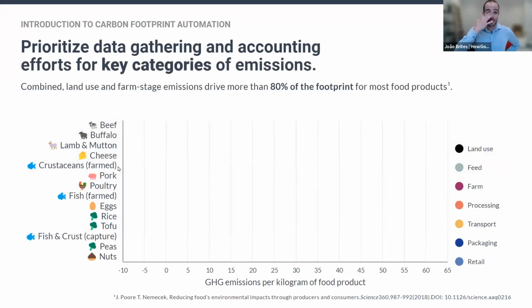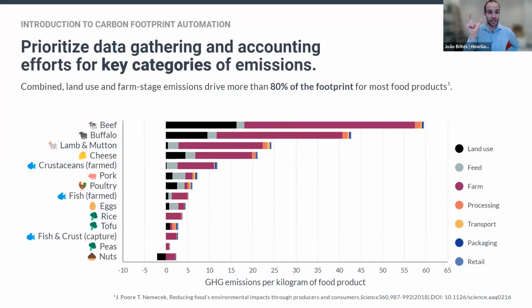Now, one of the other things, when you're looking at where to gather data, one of the concepts in the IPCC, the Intergovernmental Panel on Climate Change methodology, is understanding key categories. Key categories are the ones that drive the most emissions, and they're the ones where you have to have the best accounting methods and the most data granularity.